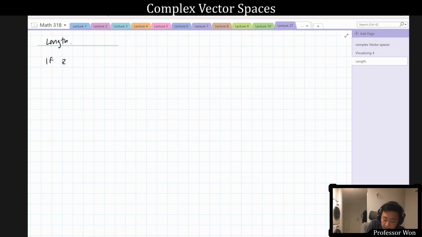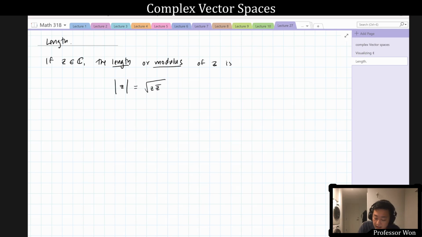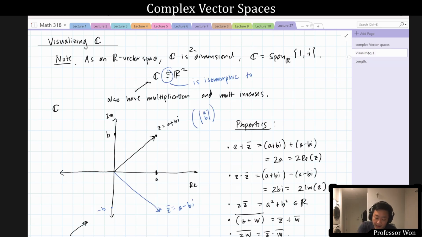So if z is a complex number, then the length or the modulus of z is, so you use the absolute value bars, but you say the modulus, you don't say the absolute value of a complex number, you say the modulus. And what it is, it's just the square root of z times z bar, rather, the square root of a squared plus b squared, which is exactly the length.